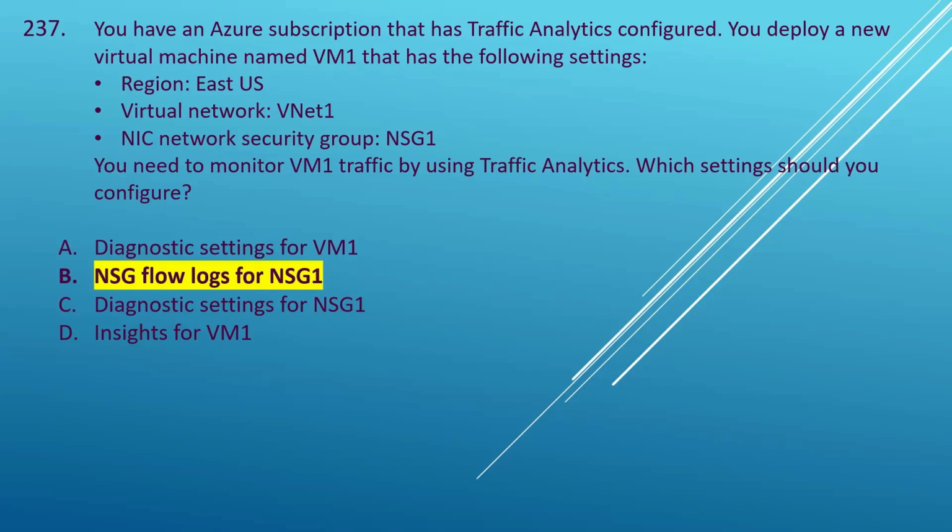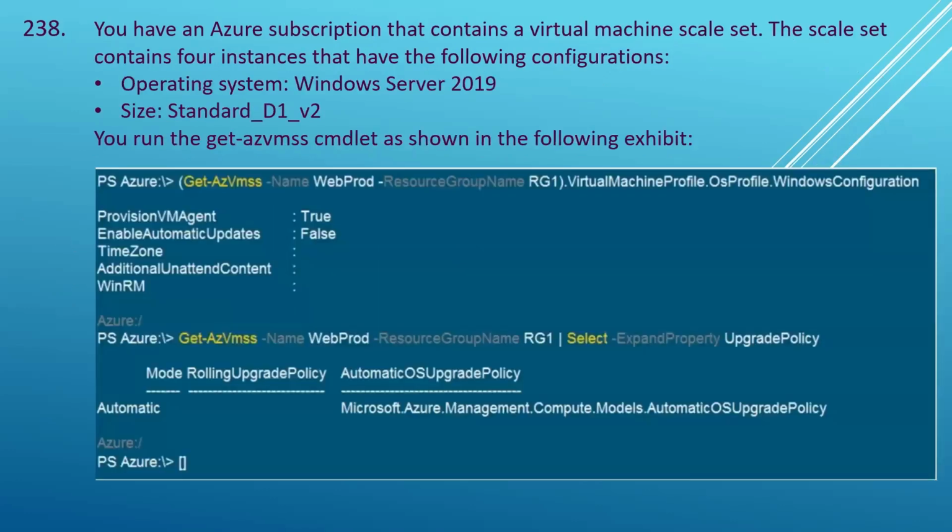Friends, let's look at question number 238. You have an Azure subscription that contains a virtual machine scale set. The scale set contains 4 instances that have the following configurations. Operating system is Windows Server 2019. Size is standard D1_V2. You run the Get-AzVmss cmdlet as shown in the following exhibit.